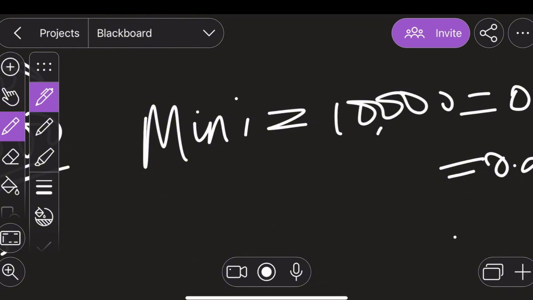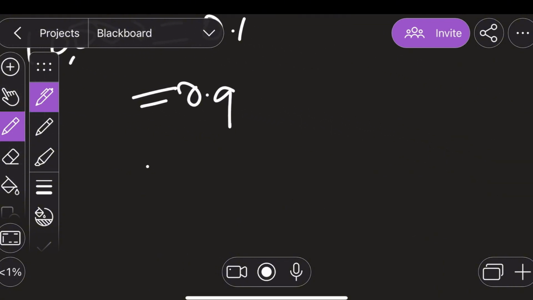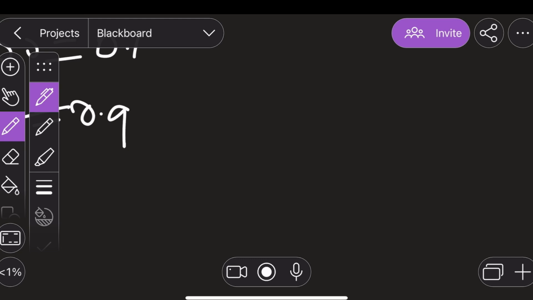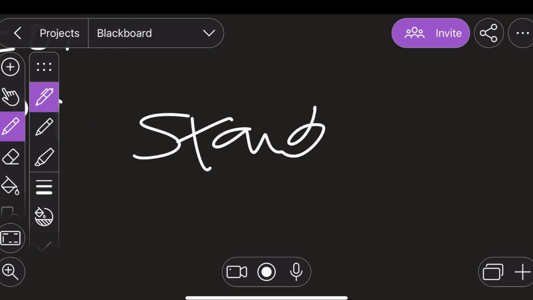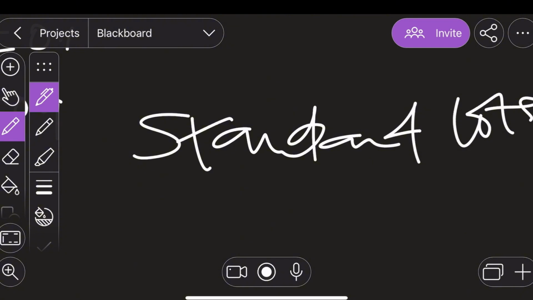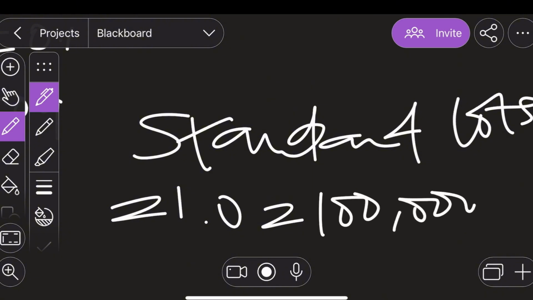And after mini lots, we have standard lots. A standard lot is a complete figure, 1.0. This is a standard lot, and a standard lot contains 100,000 units of currency.